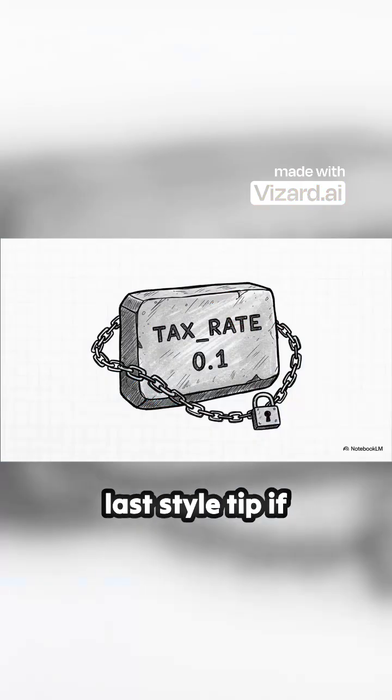And one last style tip. If you have a variable, but its value should never, ever change throughout your program, like a tax rate or the maximum number of attempts in a game, the convention is to write its name in all capital letters. This doesn't stop the computer from changing it, but it's a universal signal to other developers that says, hey, this is a constant, don't mess with it.